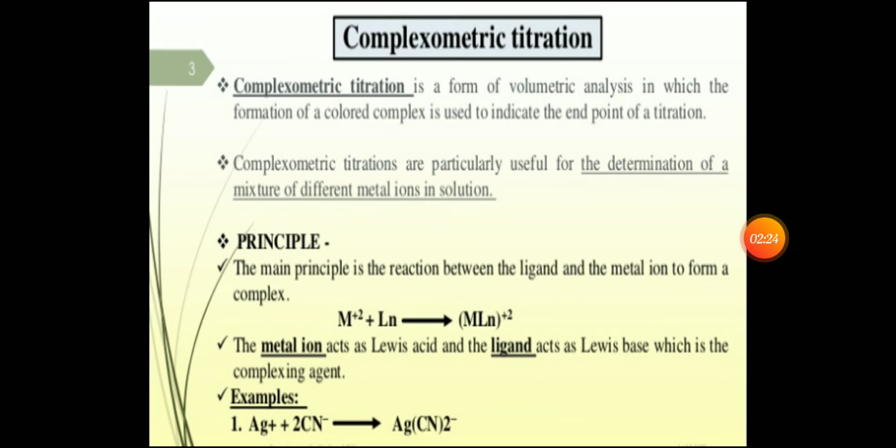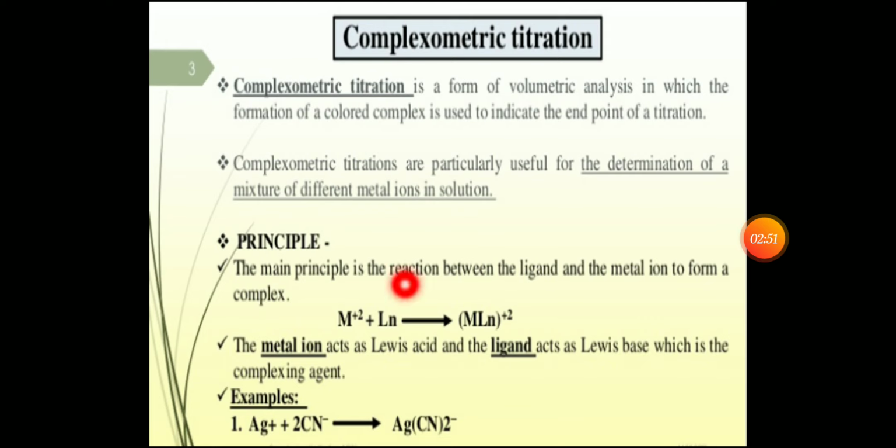We will go towards the principle. What is exactly the principle of the complexometric titration? The main principle is the reaction between the ligands and the metal ions to form a complex. It is the main principle. Two parts are there: the ligands and metal ions. The reaction between the ligands and the metal ions to form the complex is called as complexometric titration.